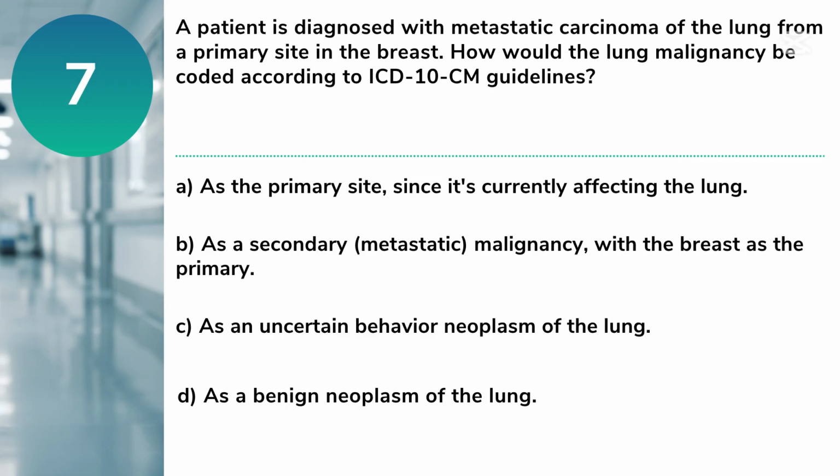Question 7. A patient is diagnosed with metastatic carcinoma of the lung from a primary site in the breast. How would the lung malignancy be coded according to ICD-10-CM guidelines? A. As the primary site, since it's currently affecting the lung. B. As a secondary, metastatic, malignancy, with the breast as the primary. C. As an uncertain behavior neoplasm of the lung. D. As a benign neoplasm of the lung.